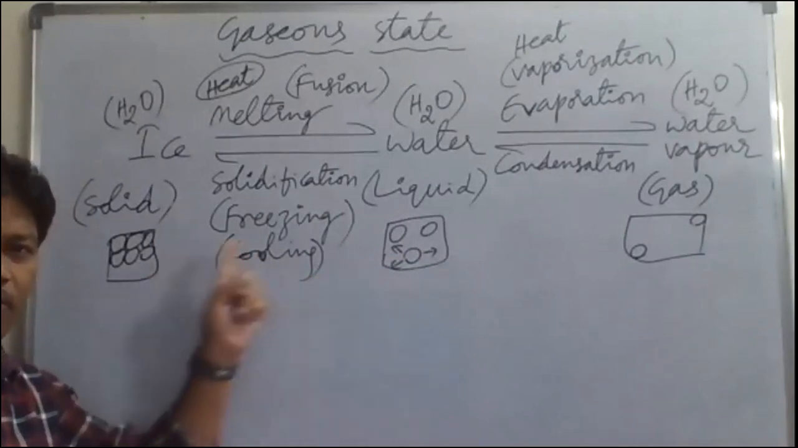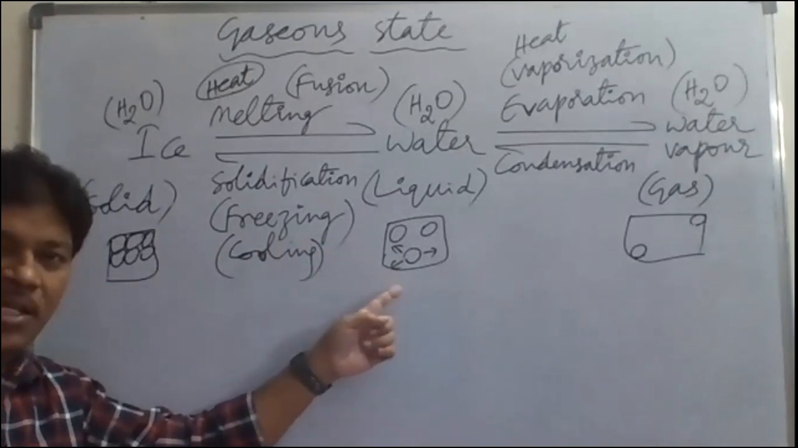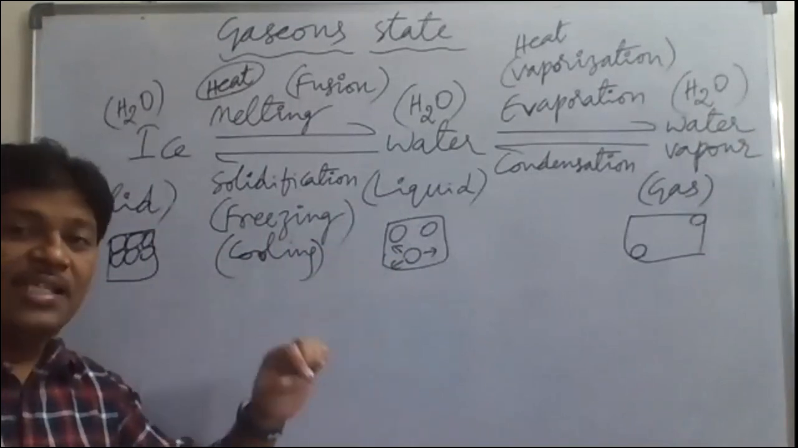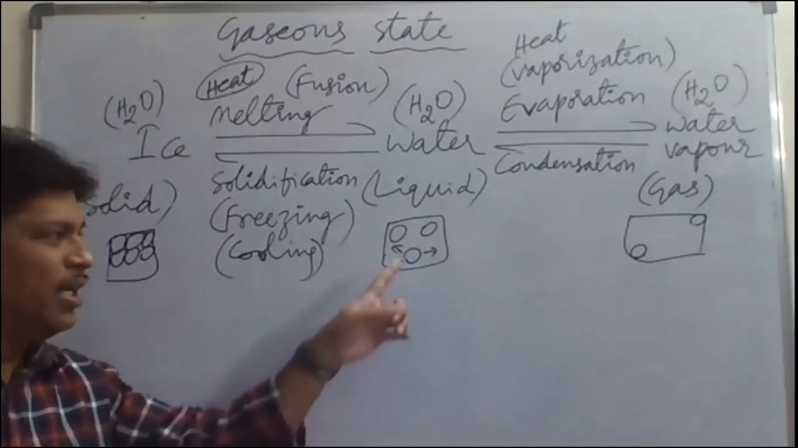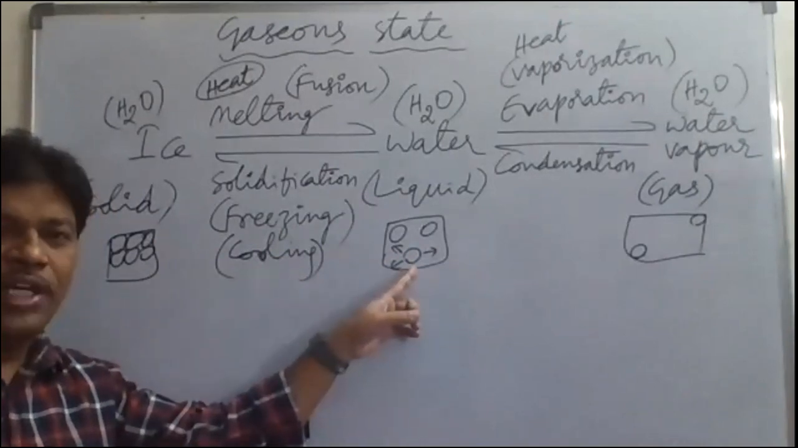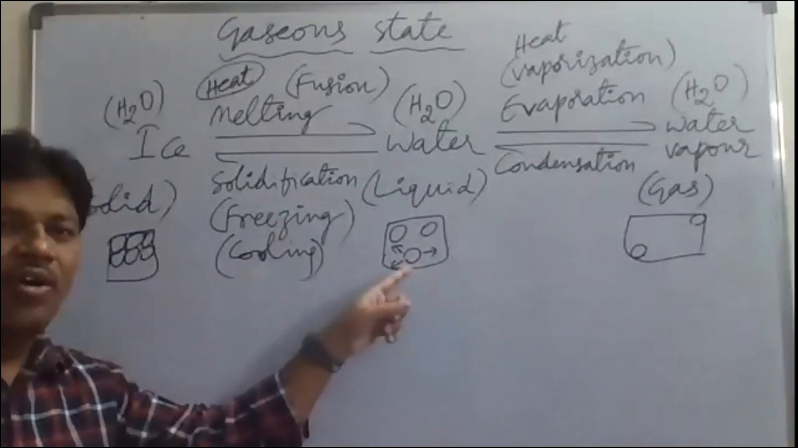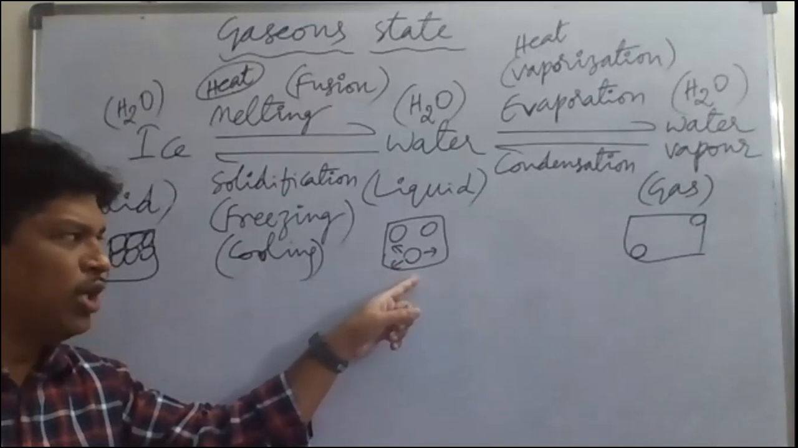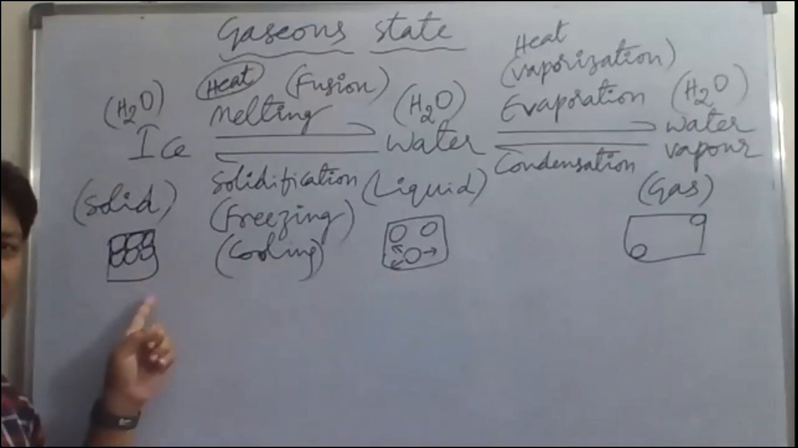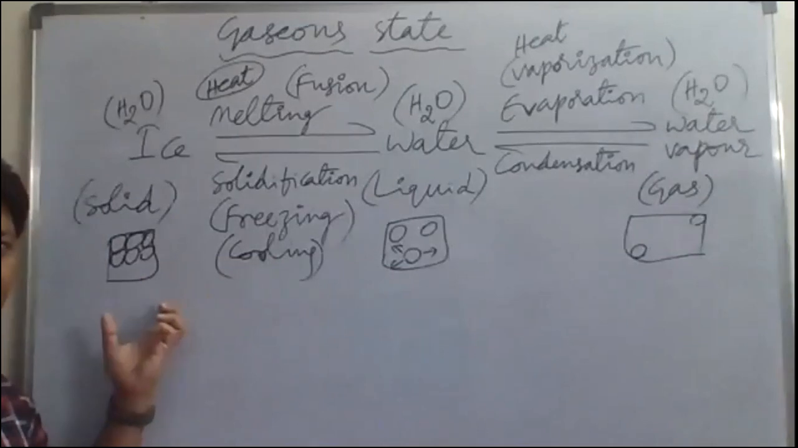When you convert the solid into liquid, the degree of randomness, or degree of disorderliness, increases. Here the particles are moving in all directions randomly, so the degree of disorderliness is more here. Here the degree of disorderliness is less, because all the particles are orderly arranged.